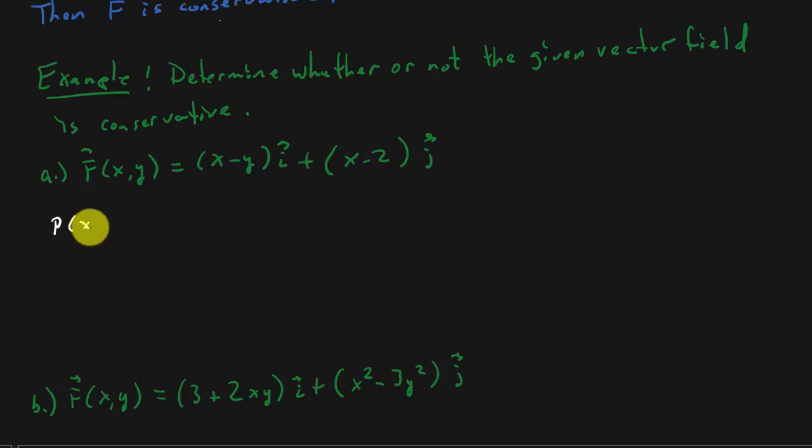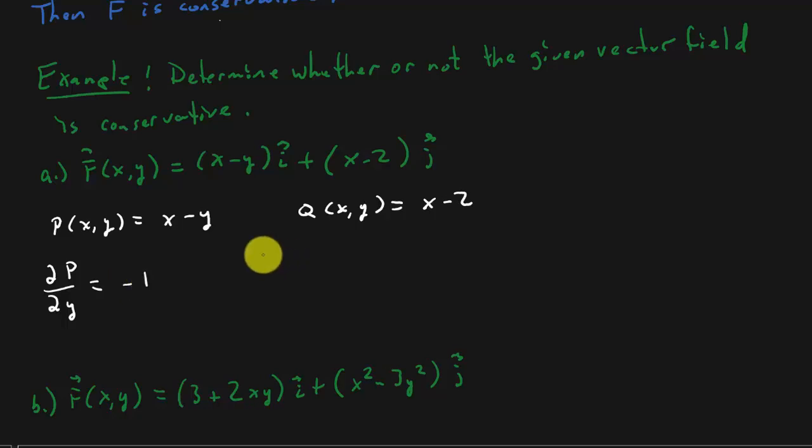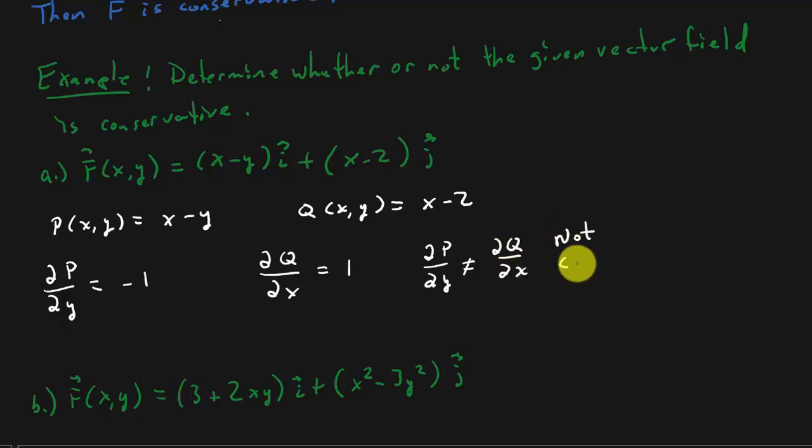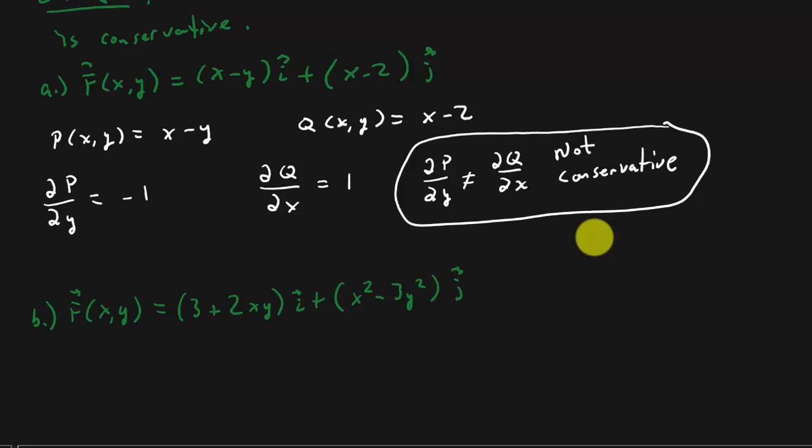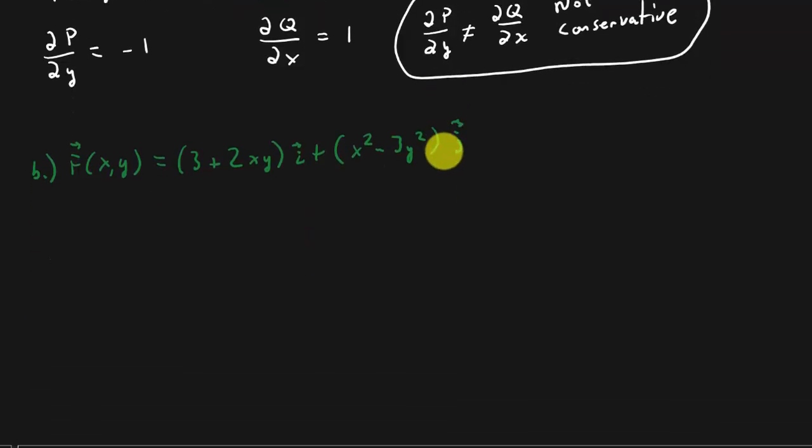So we've got P of xy is equal to x minus y, and Q of xy is equal to x minus 2. And so we take the partial of P with respect to y, that's equal to -1. Then we take the partial of Q with respect to x, that's equal to 1. So you see how the partial of P with respect to y does not equal the partial of Q with respect to x. So that means this is not conservative. Okay? It's not conservative. So all we're doing right now is we're just determining, is the vector field conservative or not.